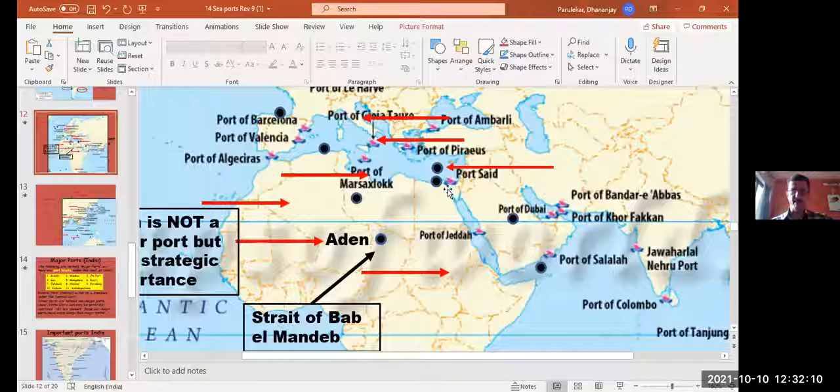And the Mediterranean side of the Suez Canal, the name of the port is Port Said, S-A-I-D, or Port Said, some people call it. Clear? Yes, sir. Please repeat once more. Port Suez here, and Port Said above.